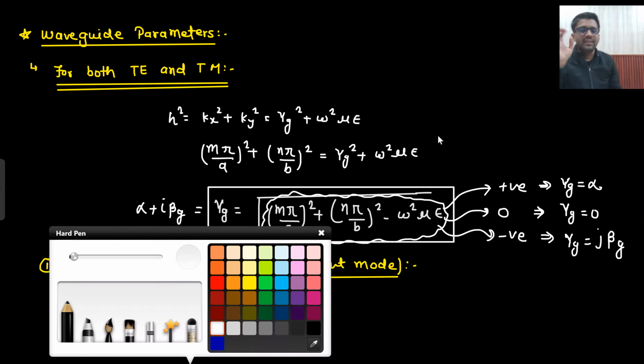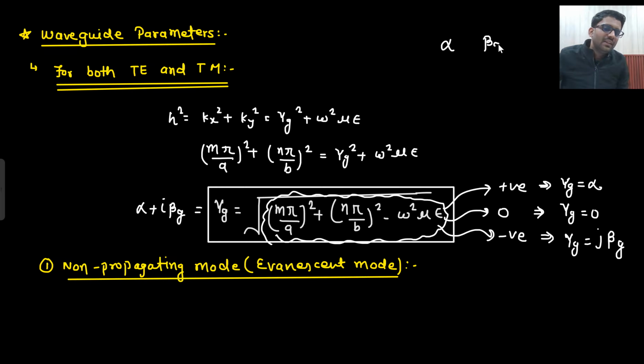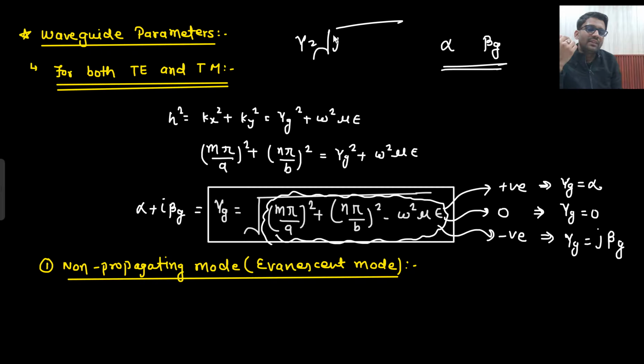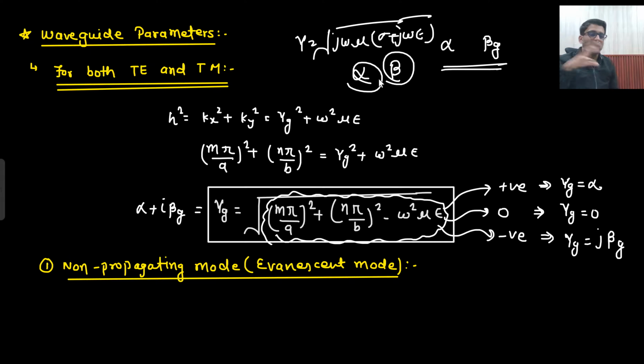So the thing is, inside the waveguide, alpha and beta g cannot be present simultaneously. Either beta g will be present or alpha would be present, because you can see the expression of gamma g here. Previously, what was the expression of gamma we were getting? Like this, square root of j omega mu into sigma plus j omega epsilon. So here gamma could be complex, so alpha and beta were there simultaneously. But now either it will be positive, 0 or negative. So either you will have alpha or 0 or j beta g.